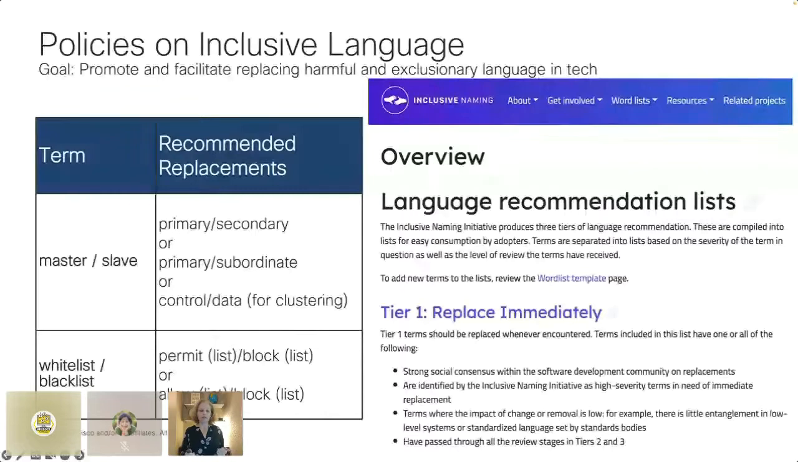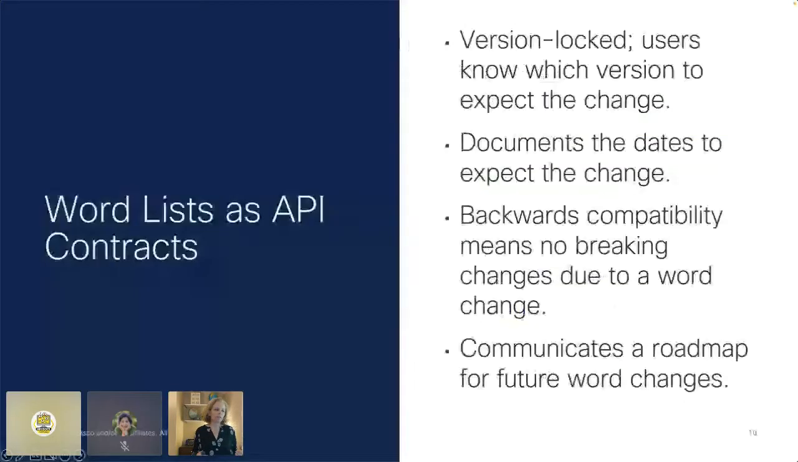Let's say that you decided to tackle tier one. Well, I really think you should think of these word lists as an API contract. Where we write REST APIs and say, this is the version in which all of these things are true, and we write an OpenAPI specification file and we know what breaking changes are. I think we should do the same with a word list that's a policy.